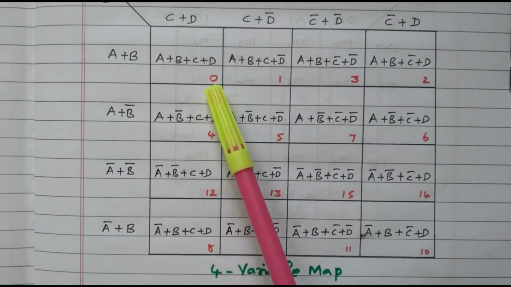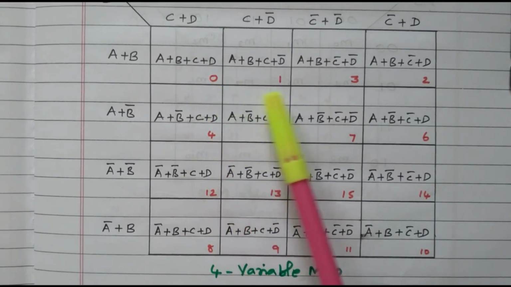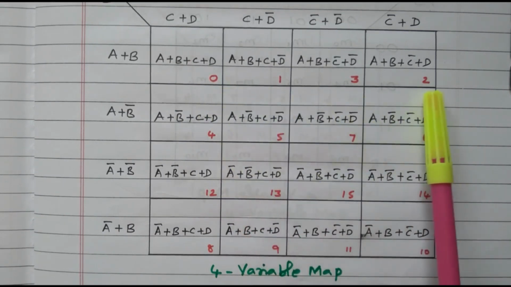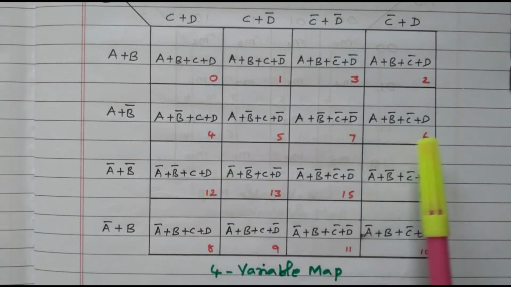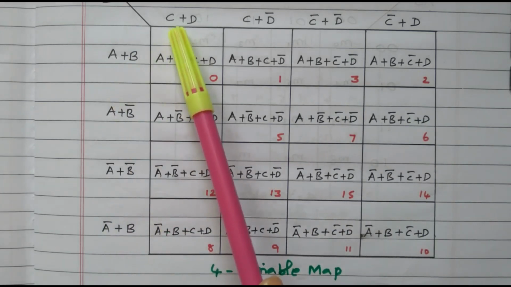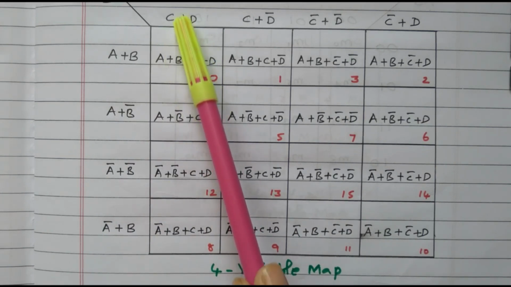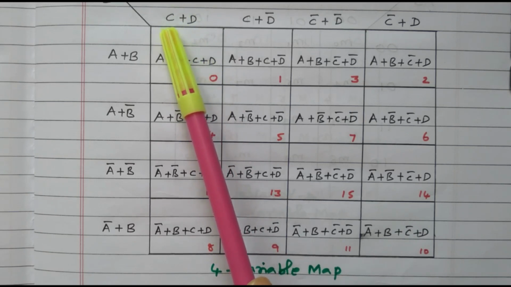So this is the min term. The 0 represents the min term. This is a max term. In case of sum term, it is max term. 0, 1, 2, 3, 4, 5, 6, 7, 8, 9, 10, 11, 12, 13, 14, 15. Interchange between the third and fourth column, third and fourth row. Right. So this variable also interchanges. Previously we wrote C bar, D bar in the product term. Now it is C plus D. Product is changed to sum, bar also changed to normal. Complemented also changed to uncomplemented.